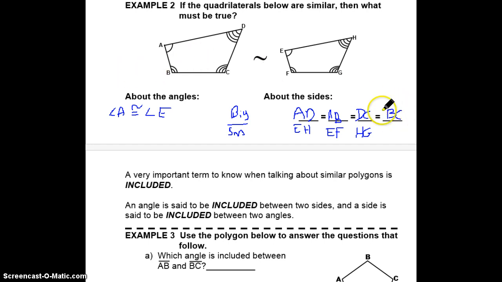It corresponds with FG. Okay. So simple stuff. Another thing that's missing in here, since they didn't write the similarity statement, I want us to write it. And so you can get a little bit of practice with this.